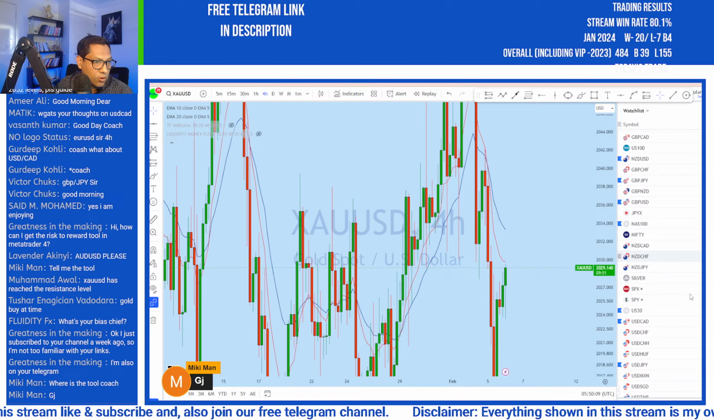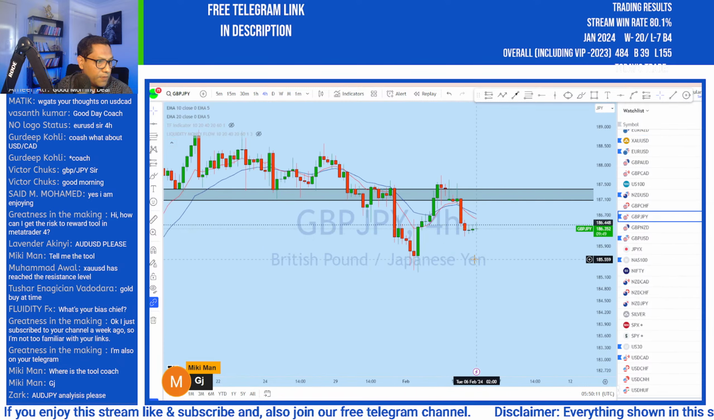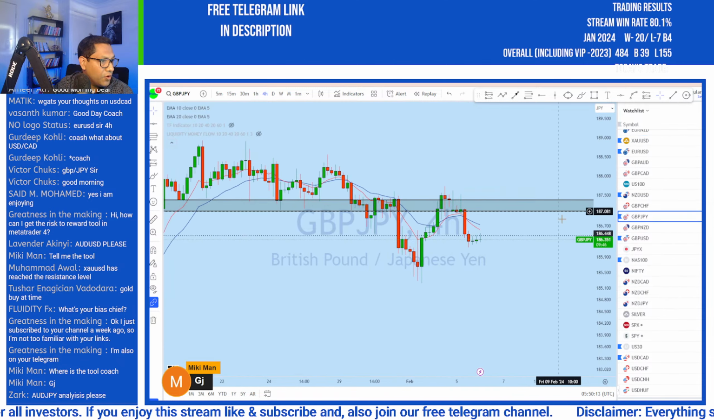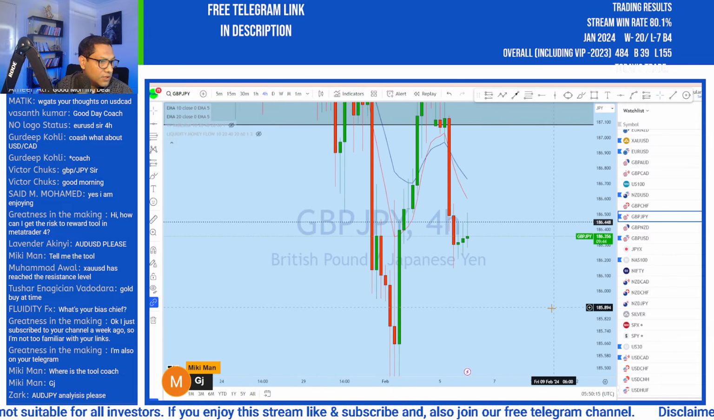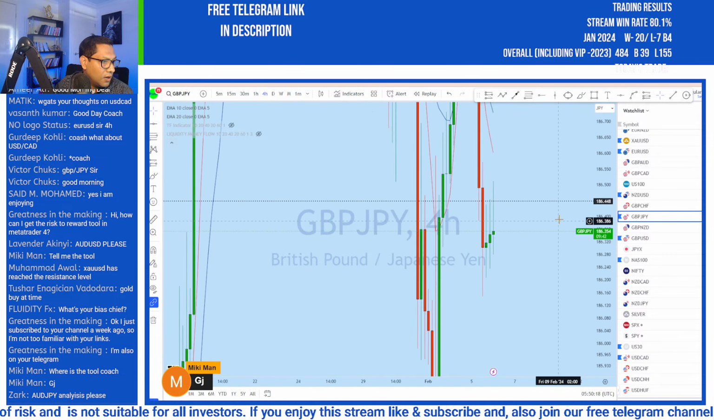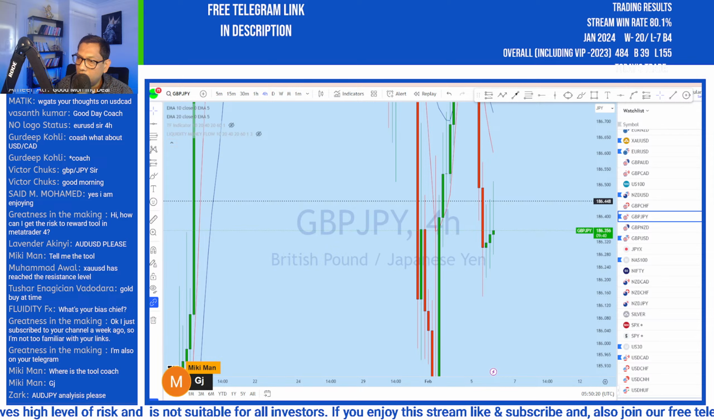Okay, let's see where we can find GBPUSD. Now if you look at what's happening here, there is another rejection from the top on GJ.